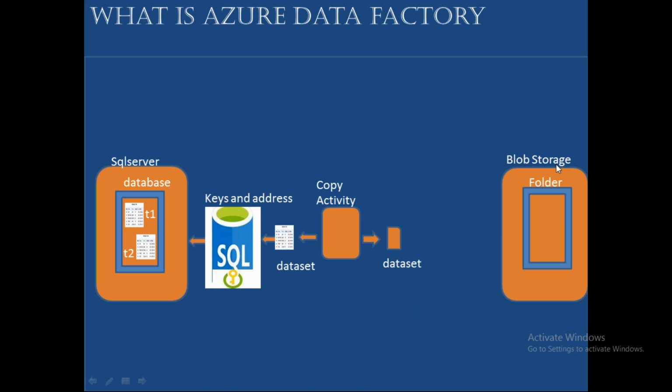Then this format of file you want to put in this folder. How will you put it? First you need to connect to this blob storage. For connecting, again, I am using keys and addresses. Using these keys and address, I will connect to this blob storage, and into this folder I will be able to place this particular dataset, like this particular file.